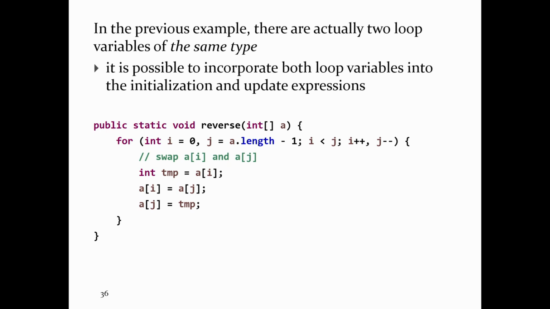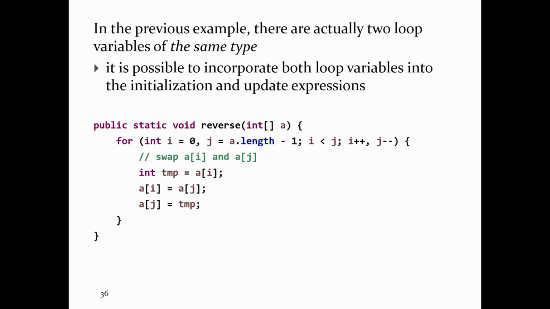Okay, so in that example there's actually two loop variables. There's an i and a j, and they're both ints. And so Java lets you write the for loop using more than one loop variable. You can only do this if they have the same type. And so I can combine i and j into the loop part up here. I can declare a variable i and set it to 0. Now here I can use a comma and write j equals the length minus 1.